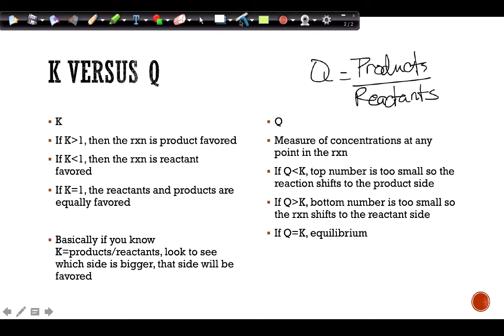So if you are answering an FRQ and it's asking, okay, which side is the reaction going to shift to, the reactant side or the product side, you're going to say which side, and then you're going to answer using Q in your answer. You need to make sure you address the issue of Q being less than K or greater than K.